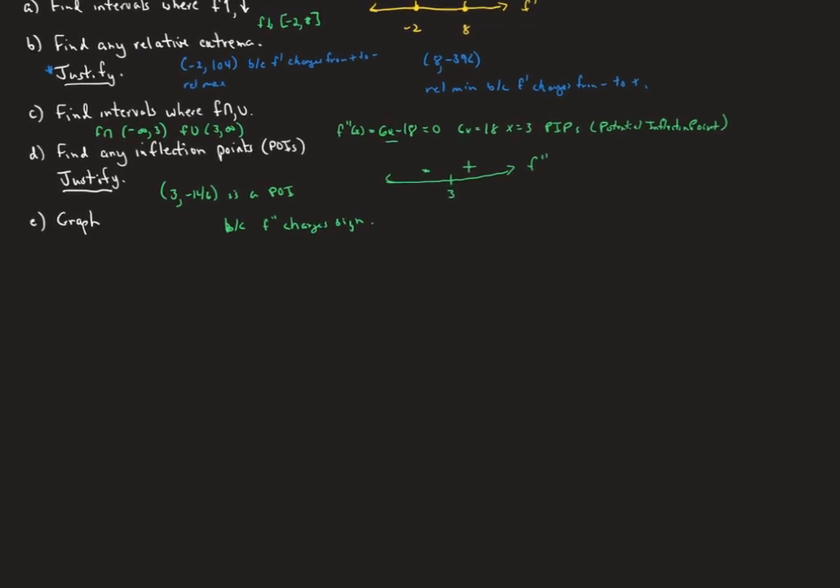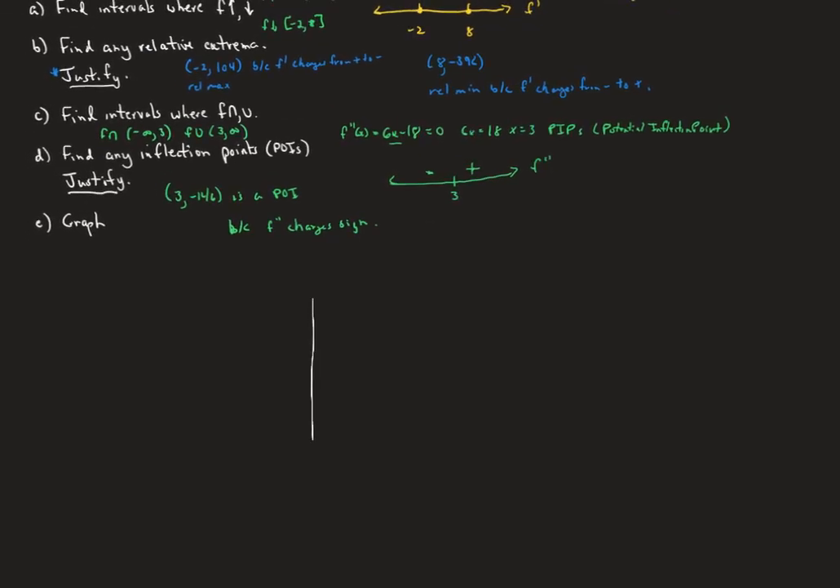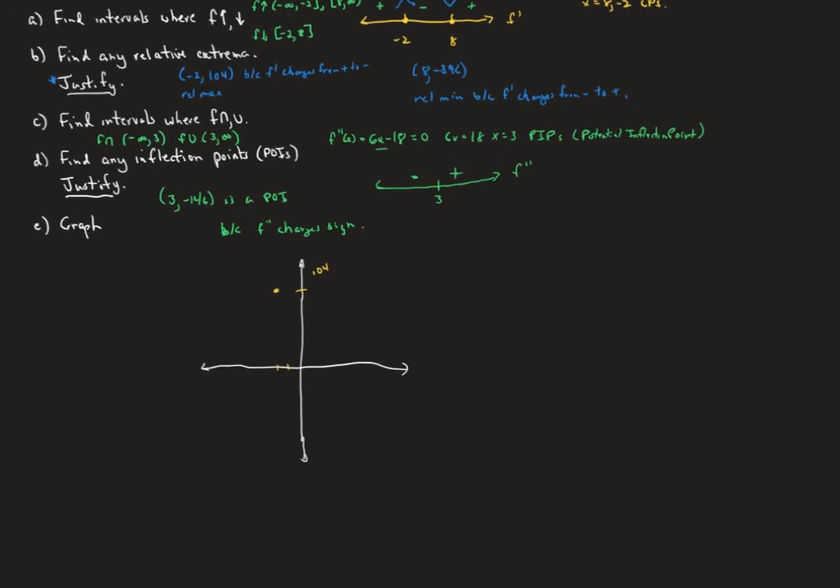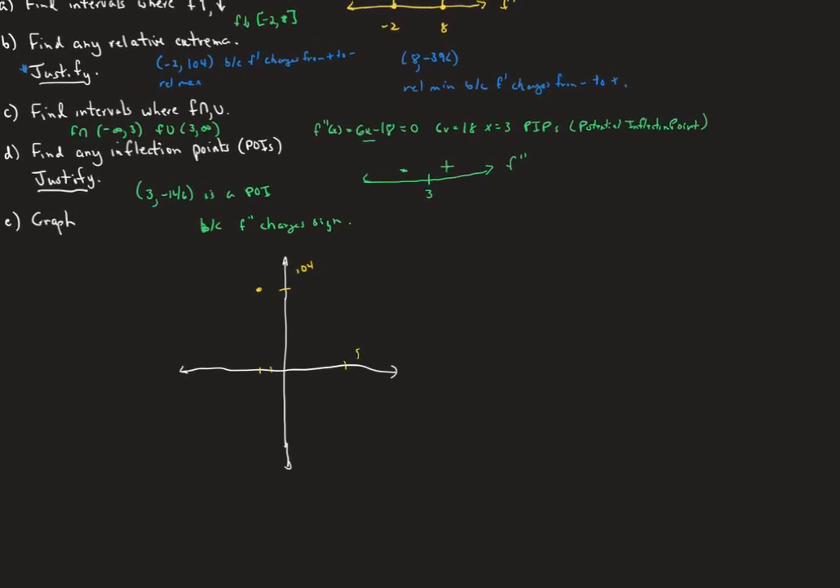Okay, let's see if we can put this all together into a big graph. I'm going to have to scale this pretty wonky because I've got some huge numbers here. But let's see what we can do. So we know we have a relative maximum at -2, 104. So I'm going to call that 104 right there. And we have a relative minimum at 8, -396. So I'm going to say that's 8.